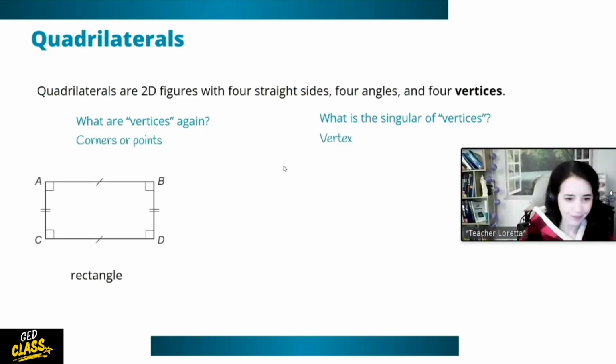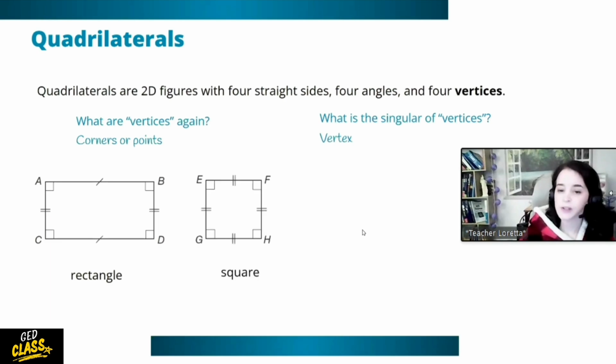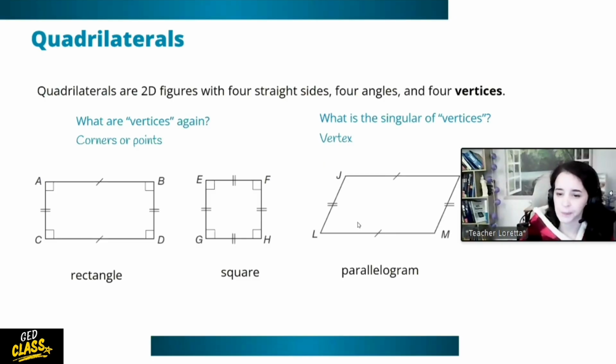Really good. So this is a rectangle. It has 4 sides, 4 angles, and 4 vertices. A square does as well. The key difference between a rectangle and a square is that a rectangle has 2 pairs of equal sides, whereas a square has 4 sides that are all equal to each other. Now, this third one here is called a parallelogram. A parallelogram is a bit like the rectangle.